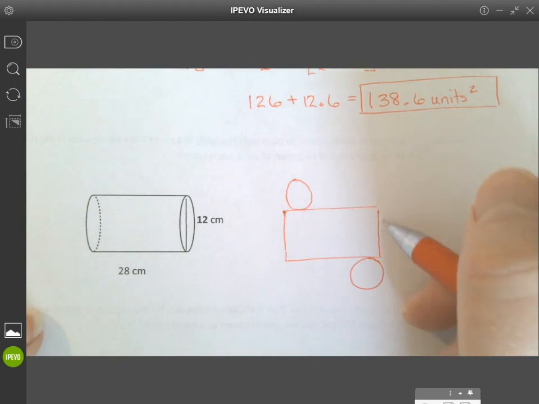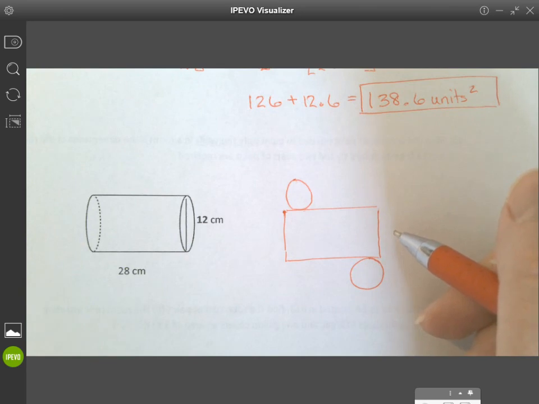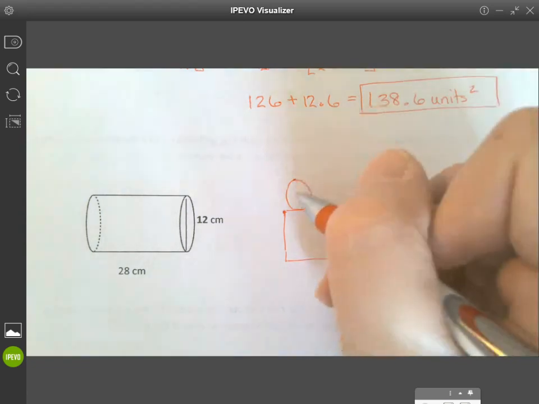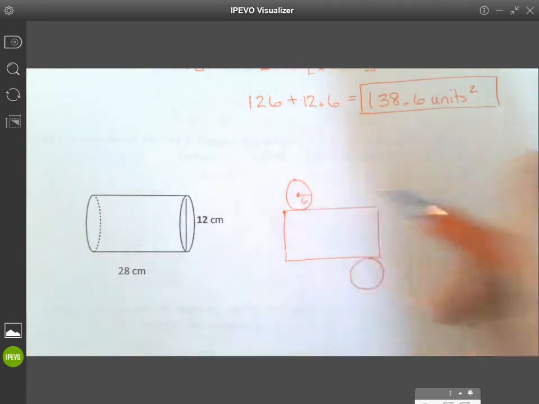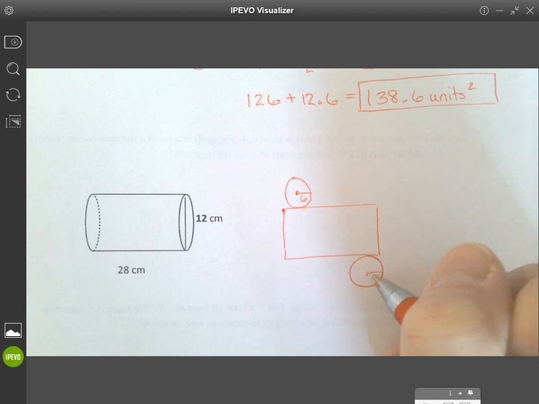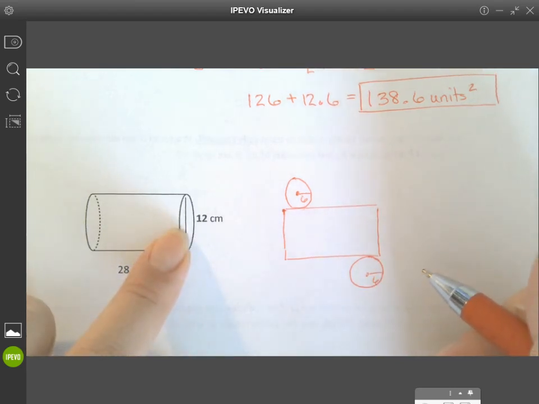What is this part of my can? Do you mind grabbing our cylinder? Flip that cylinder on its side. This is what we're seeing in the picture, but my net, I flipped it upright. So go ahead and flip that upright again. That's my net. So if I took the lid off, the radius is 6. Do you agree? Because the diameter was 12.